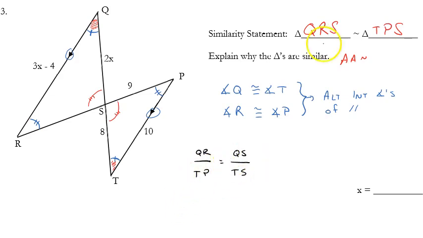Then I make sure, do what I just did, double check. QR and TP, that corresponds, so that ratio is good. QS and TS, that corresponds, so that ratio is good. Now I can set up my actual proportion and solve. QR is 3x minus 4 over TP. TP is 10. QS is 2x over TS, that's 8. So I don't need that 9 at all. That 9 is just extra information that I didn't need to solve for x. Algebra again. Cross multiply and solve. I trust you can do that. When you do that, we should get x equals 8.